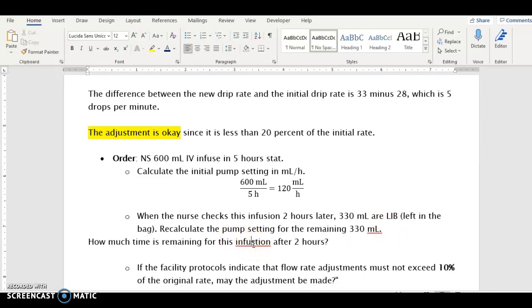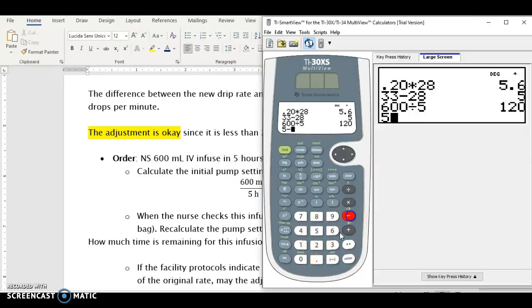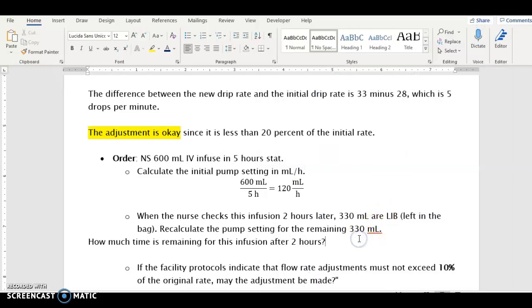Remember the infusion was originally taking place over 5 hours. So 5 minus 2 is equal to 3. So there are 3 hours remaining for this infusion.